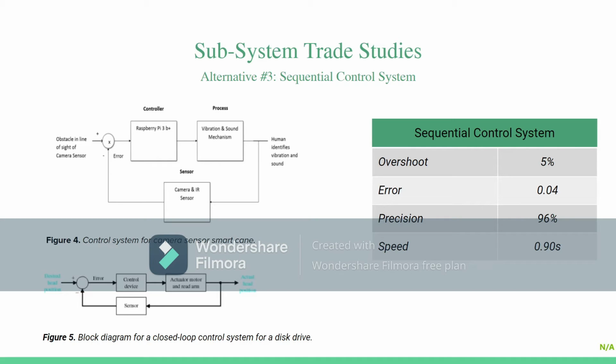And on figure number 4, we can see a control system for a camera sensor smart cane. As you can see, we have the controller, which is a Raspberry Pi 3, the processor, which is the vibrator sound mechanism, and on the bottom we can see the sensor, which is an infrared. For the specifications, this control system has an overshoot of 5%, an error of 0.04, a precision of 96%, and a speed of 0.90 seconds.